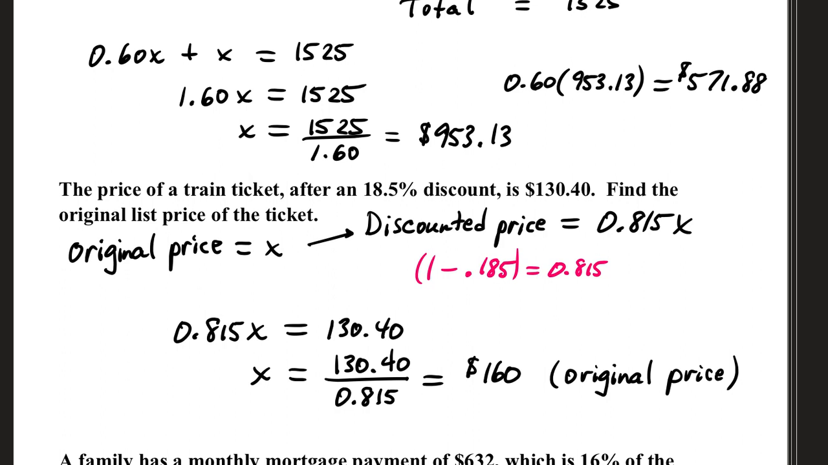If you have a discount of 18.5%, then your discounted price is only 81.5% of the original price. And that's because 1 minus 0.185 is 0.815. Our discount price was $130.40, so we can make up an equation with those two values. Divide both sides by 0.815, and we get X as 160, and that represents our original price.